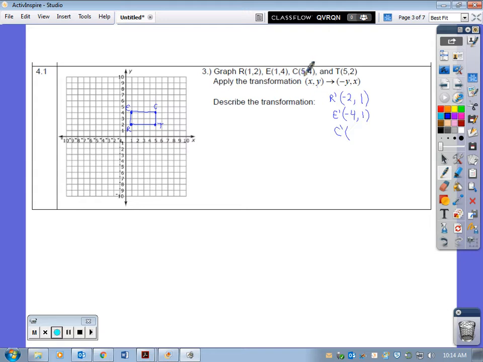We're going to flip their places, so it's going to become negative 4, because we have to remember when we flip it to put that negative sign on the y. 5. And our T primed is going to become negative 2, 5. So if you'll notice on each of those, all I did was flip the x and the y, swap their places, and change the sign on the y, which is now the x value. So our R primed is negative 2, 1.